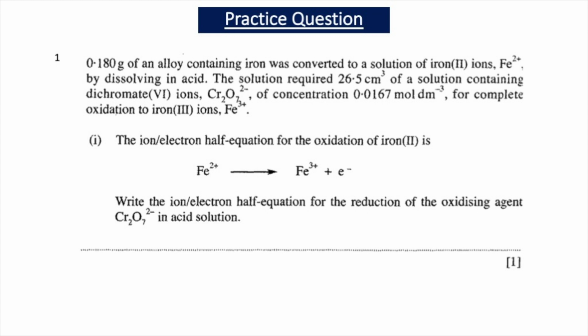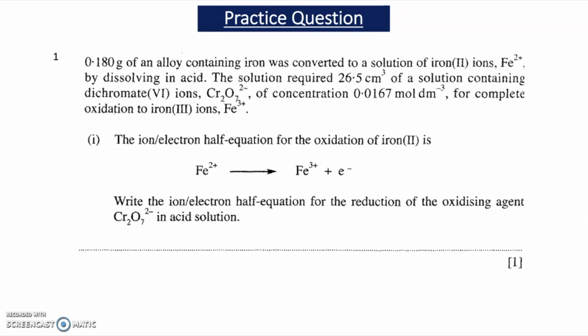0.180 grams of an alloy containing iron was converted to a solution of iron 2 ions by dissolving in acid, and then the solution required 26.5 centimeters cubed of a solution containing dichromate ions of concentration 0.0167 for complete oxidation to iron 3 ions. The first part of this question gives you the iron half equation for the oxidation of iron 2. And it asks you to write the electron half equation for the reduction of Cr2O7 2-.